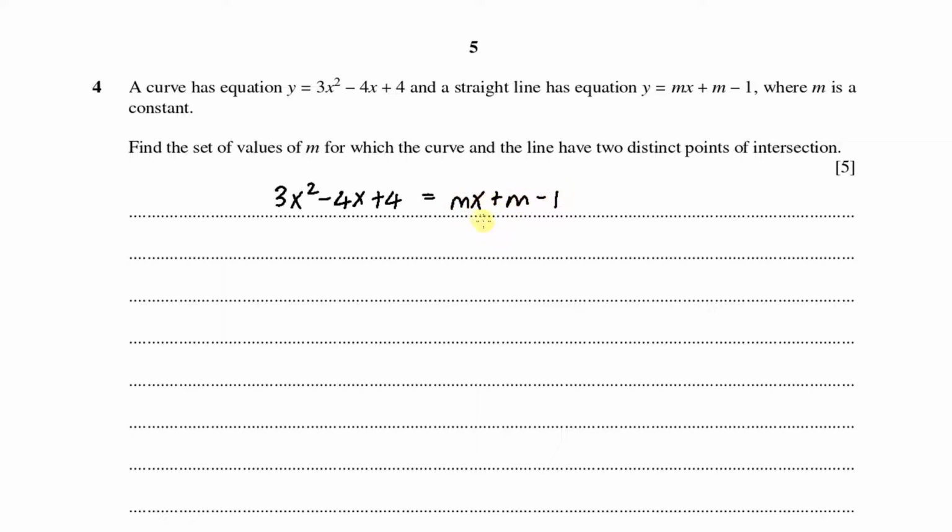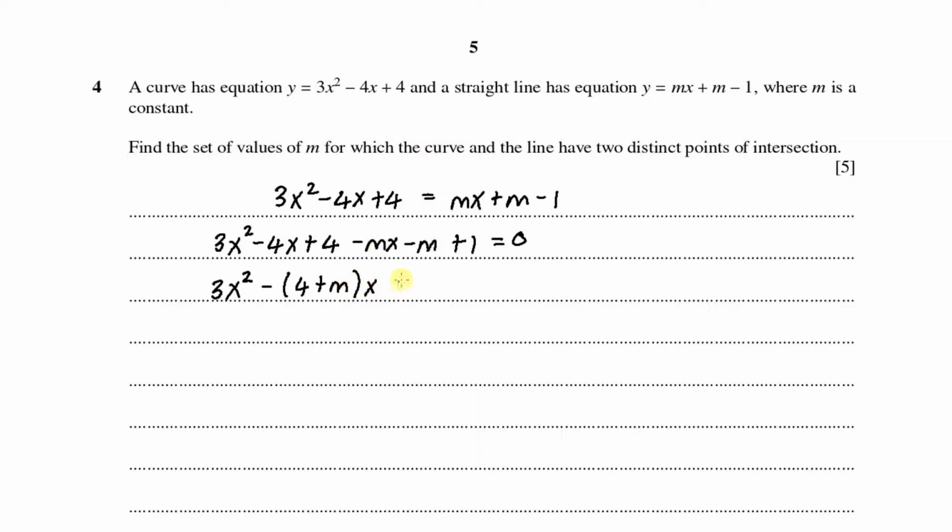And I'm going to take everything on the right side to the left side. So I'll have 3x squared minus 4x plus 4, minus mx minus m plus 1 equal to 0. So I can regroup the terms. I start with 3x squared. Then we have minus 4x and minus mx, which is minus (4 plus m) of x if we factor out the x.